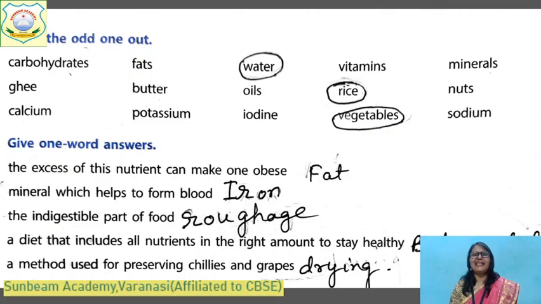Ghee, butter, oil and nuts are the examples of what? Fats. So rice is the odd one here. Calcium, potassium, iodine, sodium, these are all minerals. Vegetables are the odd one here. Yes, children. Now here you have to answer in one word. The excess of this nutrient can make one obese. Fat, yes, obesity. Minerals which help to form blood: iron. Iron is very important for the formation of blood.